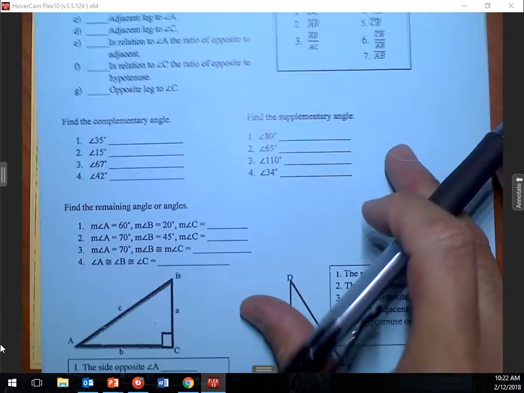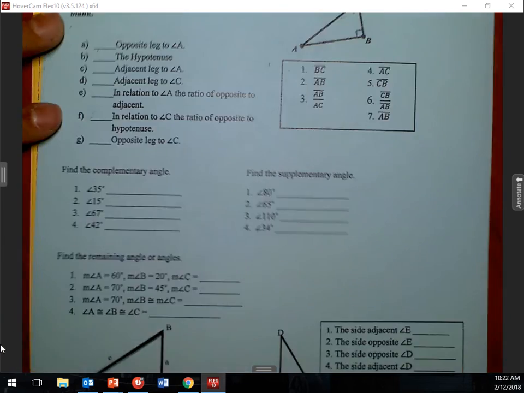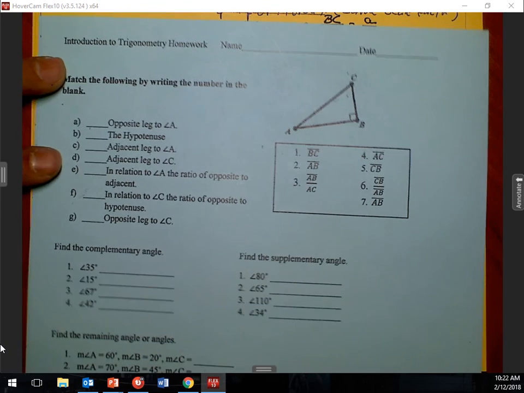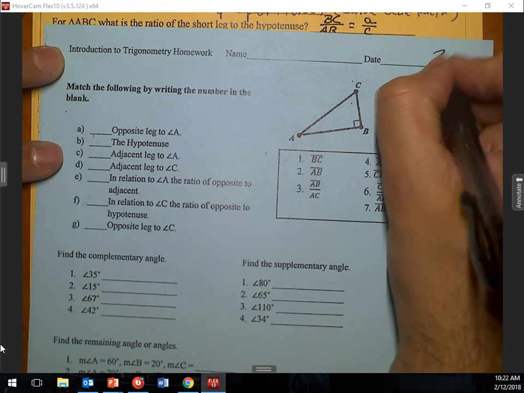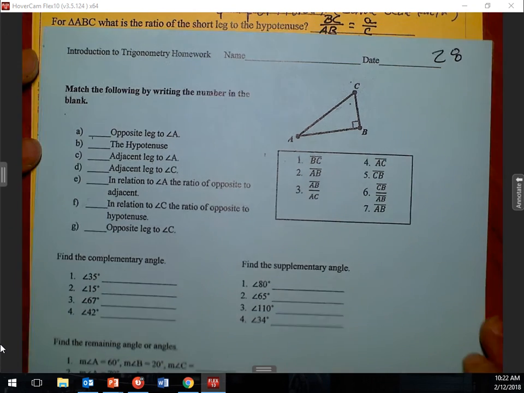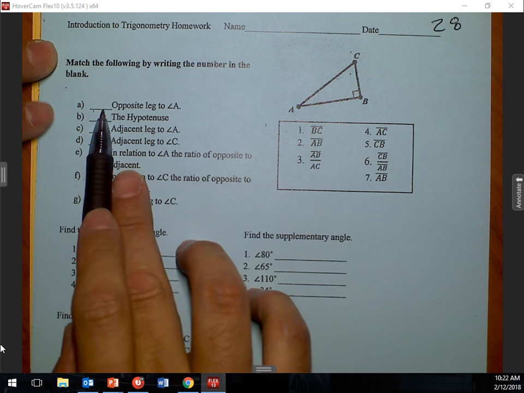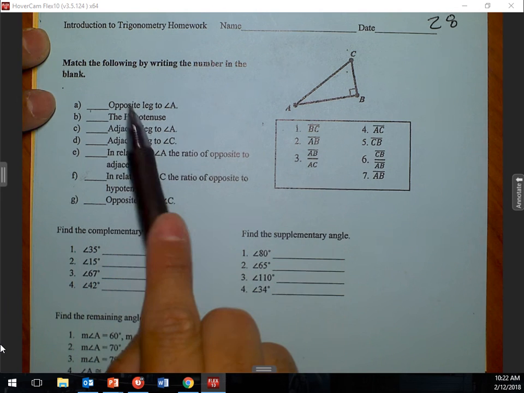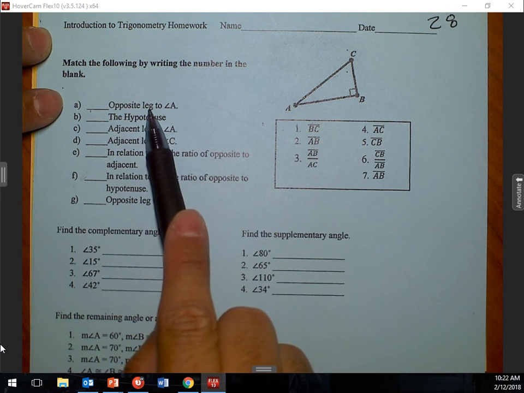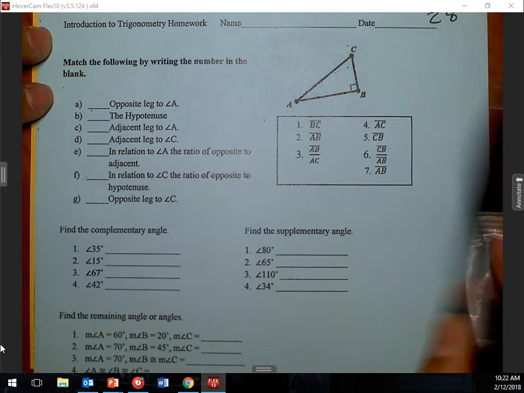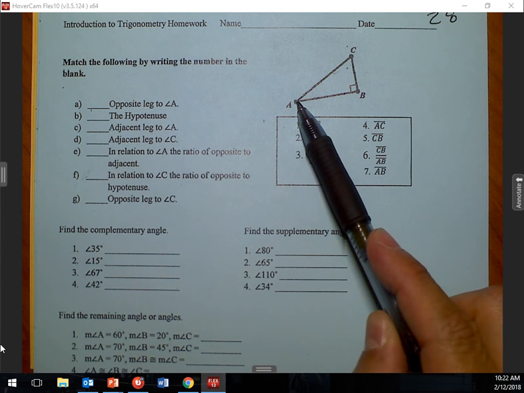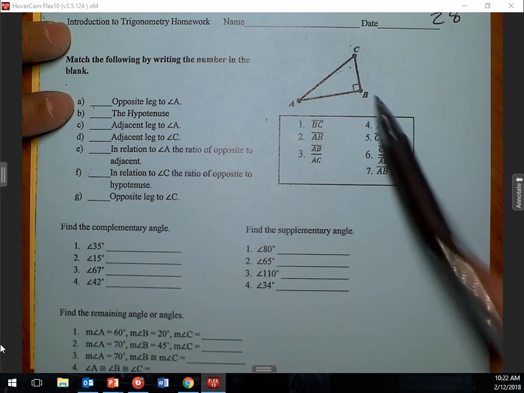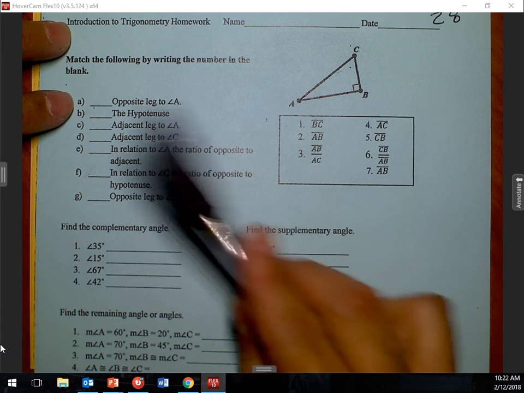And now for your practice, which is page, what's this, 28? Yeah, this one's going to be on 28 now. So let's take a look. You are going to mark the sides right here. Opposite leg to angle A. What is opposite to angle A? CB, very good. You can fill these in.